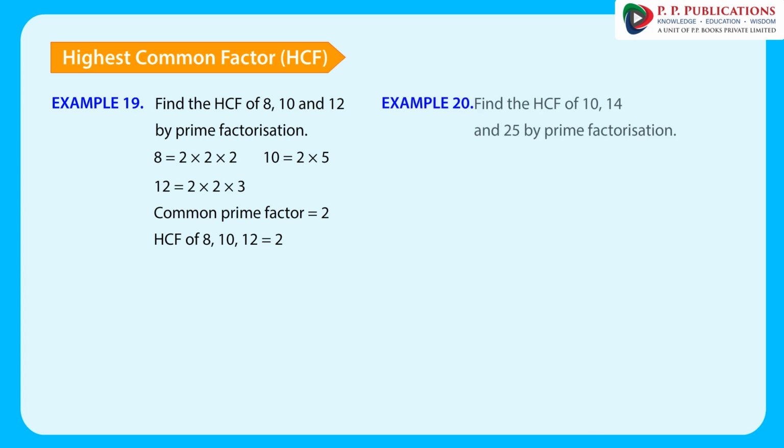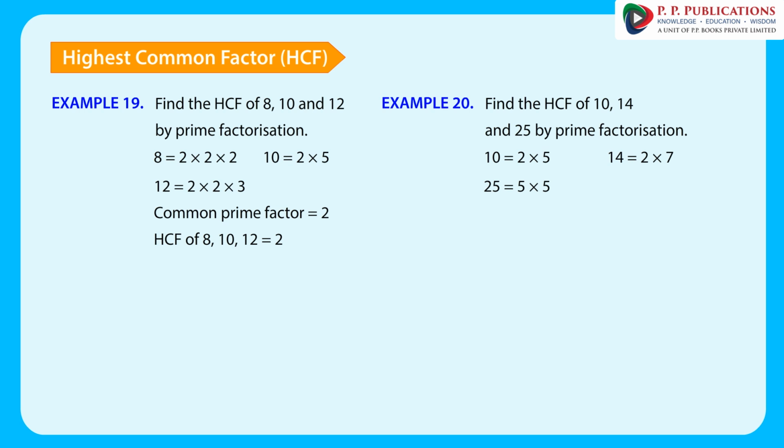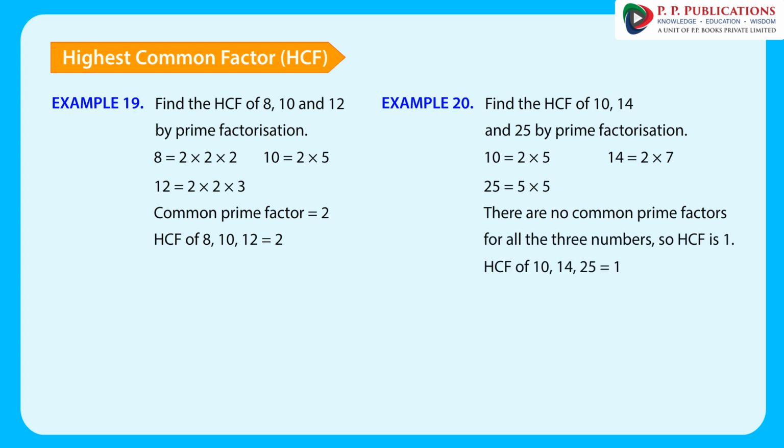Example 20. Find the HCF of 10, 14 and 25 by prime factorization. 10 equals 2 multiplied by 5. 14 equals 2 multiplied by 7. 25 equals 5 multiplied by 5. There are no common prime factors for all the three numbers, so HCF is 1. HCF of 10, 14, 25 equals 1.